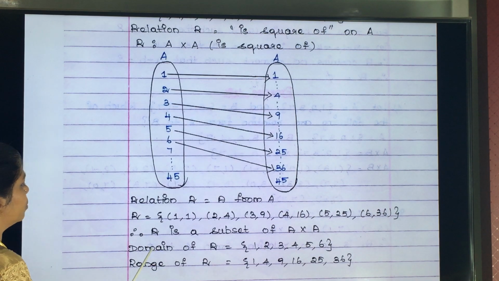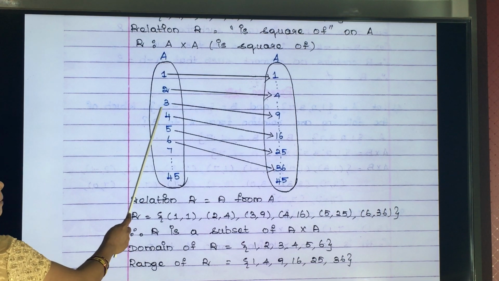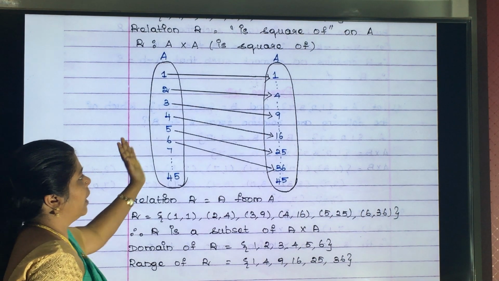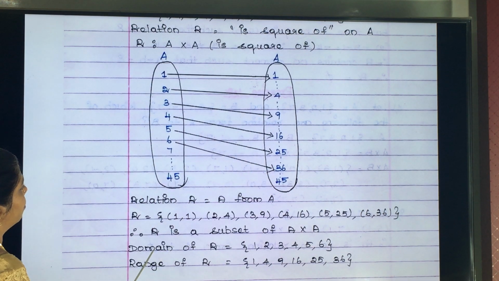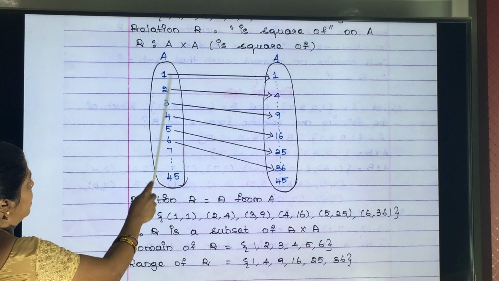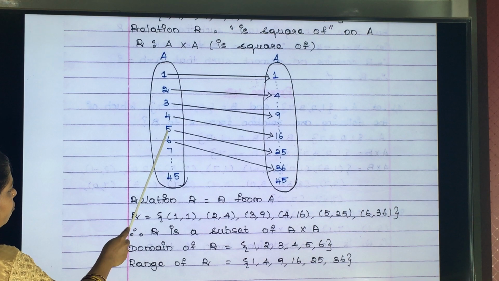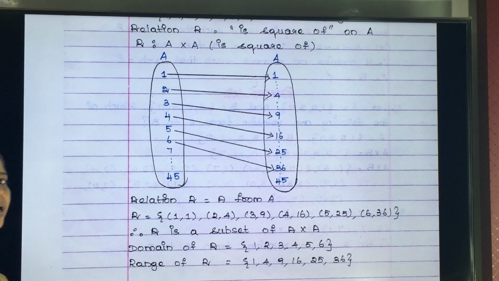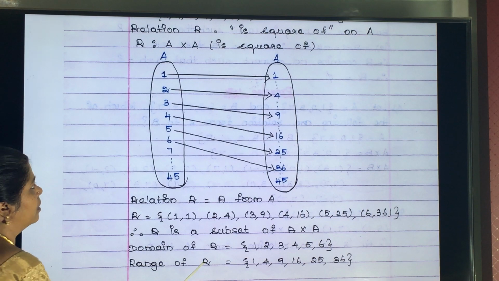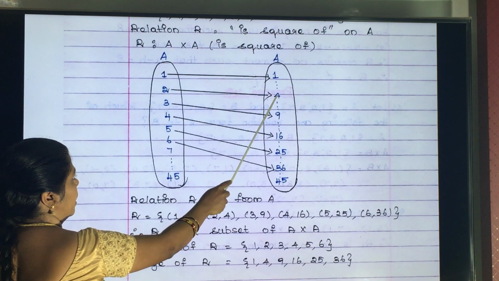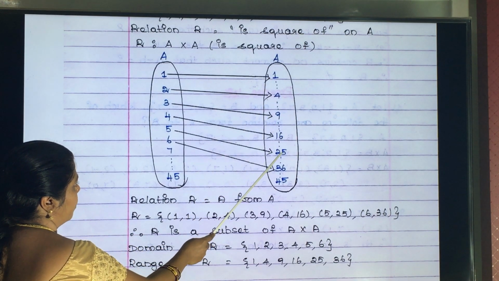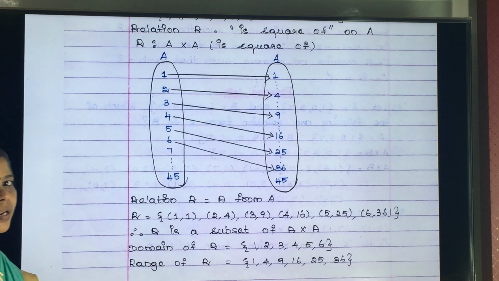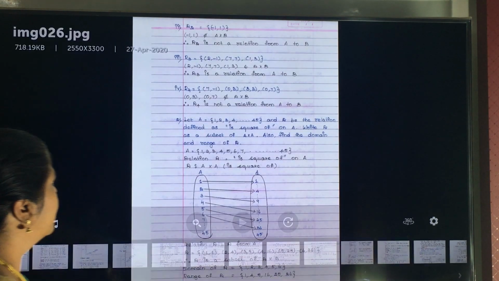The next one you need to find is, what is the domain and what is the range. As we have discussed earlier, domain means the elements belonging to the first set. Range is nothing but the one that is getting mapped here. So domain, what are the elements that are getting related? 1, 2, 3, 4, 5, 6. So this becomes your domain. What is the range of R? The elements that are linked to these elements. So 1, 4, 9, 16, 25, 36. So this becomes your range. Have you all understood? Yes.